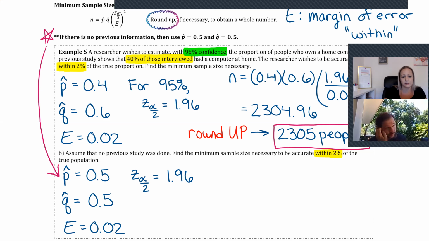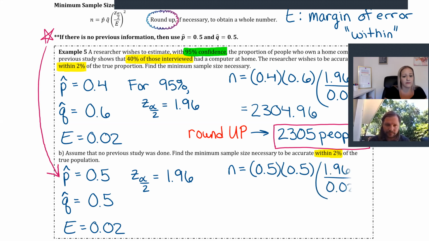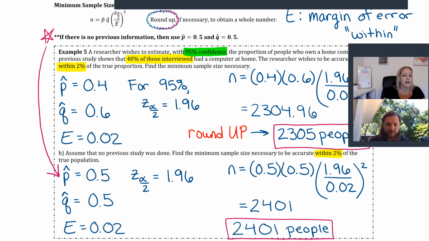So E is still 0.02, your Z alpha over 2 is still 1.96. So to find N, you're going to do 0.5 times 0.5 times 1.96 over 0.02 squared. And now it comes out to be 2,401, and it does come out to be exactly that number. That was not rounded. It is a whole number there. So if you get a whole number, you don't have to round up, just keep it as that whole number. So we would need to sample a minimum of 2,401 people.